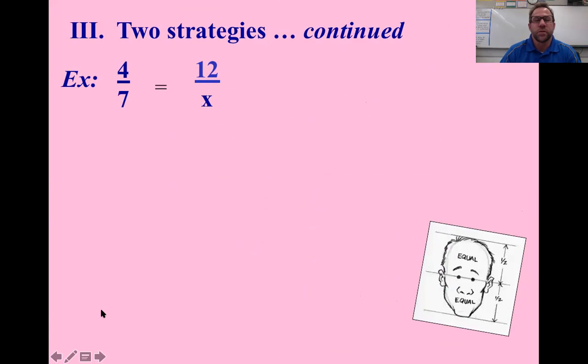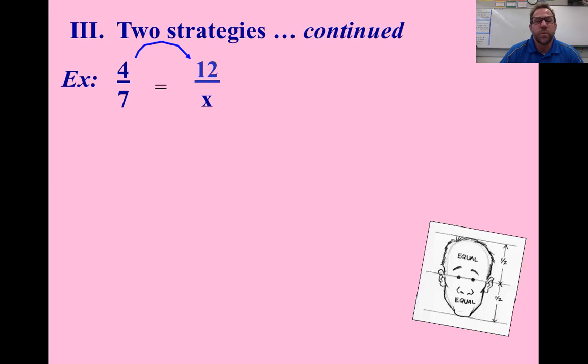Let's look and see, can we do a leapfrog here? I have a top number here, 4, and a top number here, 12. So we ask ourselves, can I just leapfrog? Is there a number I can multiply 4 by to get there? Yeah, there's the number 3. 4 times 3 will get me there. Then I want to do the same thing down here: 7 times 3 will get me over to there.